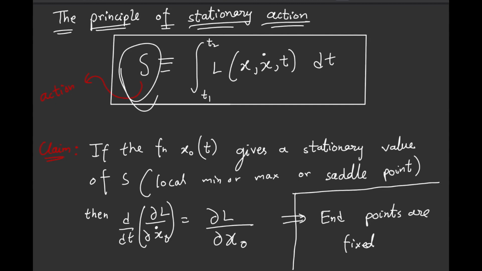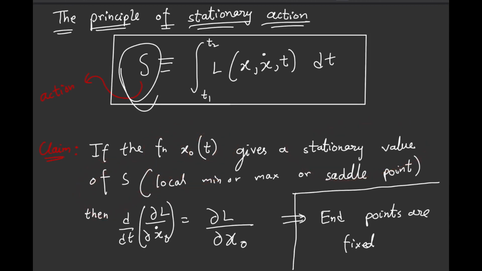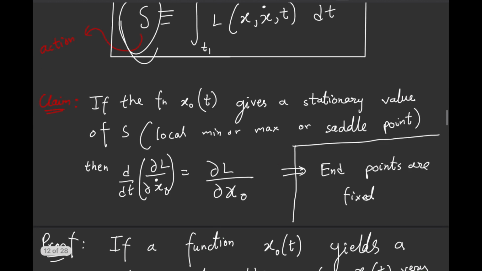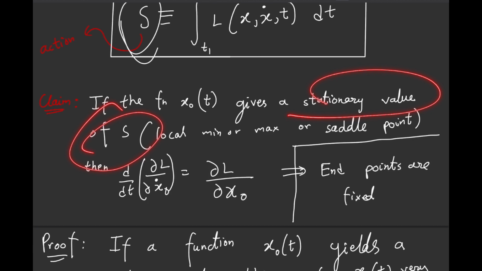So my claim is, if the function x naught of t gives a stationary value of S, that is, it is either a local minima or local maxima or a saddle point, then you essentially get back the Euler-Lagrange equation, provided the endpoints are fixed. Prove that the function x naught t that gives a stationary value of S obeys the Euler-Lagrange equation. That is my claim. Now we have to prove it.